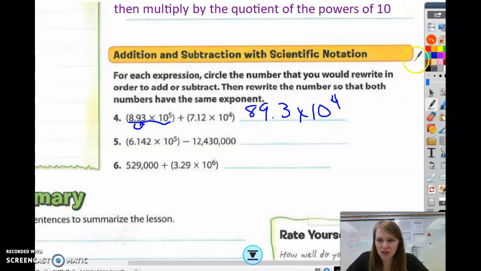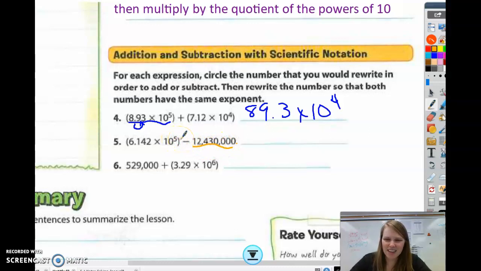Okay, let's try another one. Let's try this one. So this to the 5th, and this one, let's put that in scientific notation. Just as a reminder, it says rewrite the number so that both have the same exponent. It doesn't say that we have to carry out the math problem. We could, but we don't have to. Okay, the decimal. I don't see one here, so we know that it's at the end. We're going to move this into scientific notation, and we want it to be times 10 to the 5th.